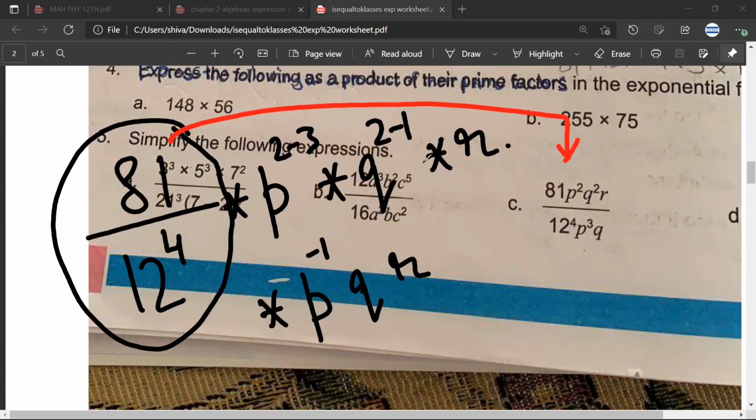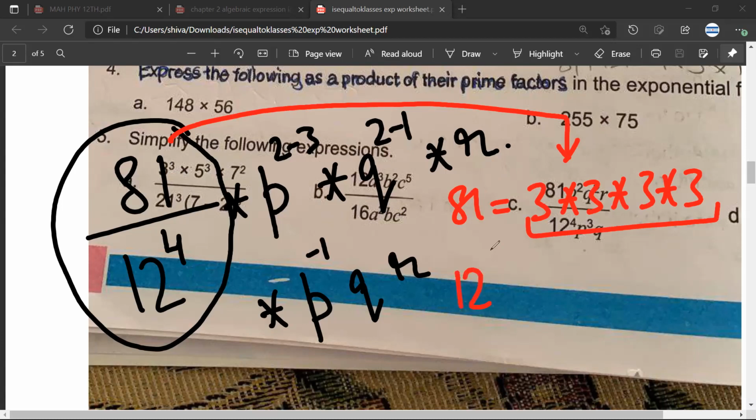I can write 81 as 3 into 3 into 9. Yeah, Shabash. See, in the exponent chapter, you need to apply the rules of exponents. 3, 9, 27, 81. Ariman, are we clear? Yes, sir. Have you got it? How to do these questions? Yes, sir. So see, I am applying the rules of exponents to solve these questions.